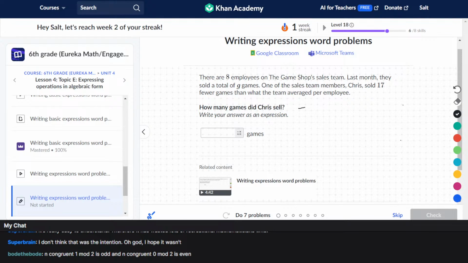Odefi Bode says n congruent 1 mod 2 is odd and n congruent 0 mod 2 is even. I don't know what incongruent means. I don't know what congruent means.